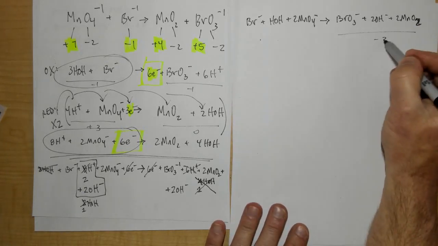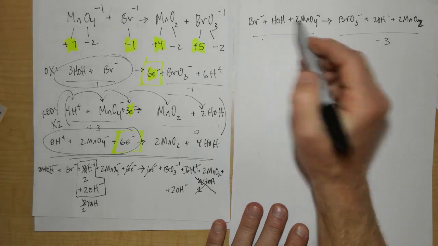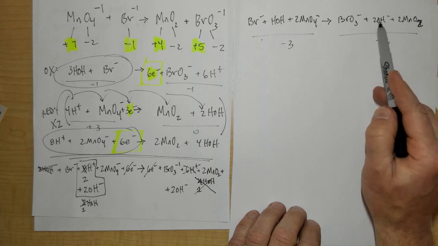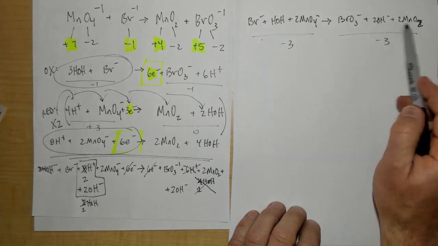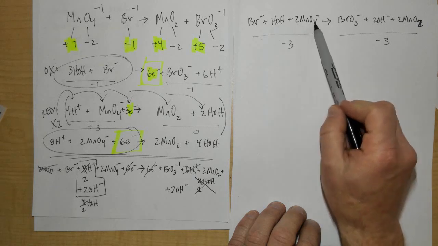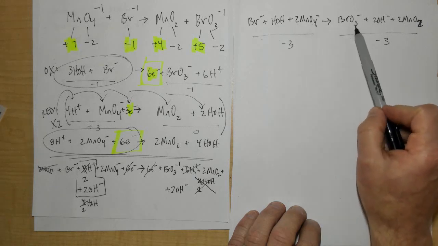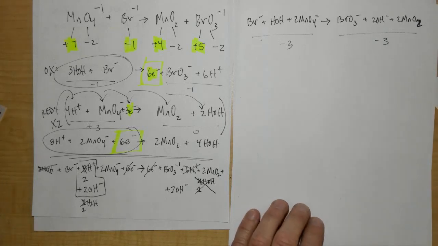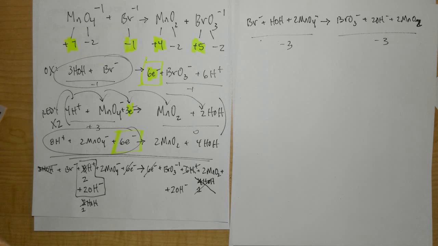Let's check. -3 total here. 2 plus 1 is -3 over here. The H's, those match. 2 manganeses, 2 manganeses, 1 bromine, 1 bromine. The oxygens, 1 plus 8 is 9. 3, 5, and 4 is 9. Balanced redox reaction. Good luck with your balancing redox reactions.